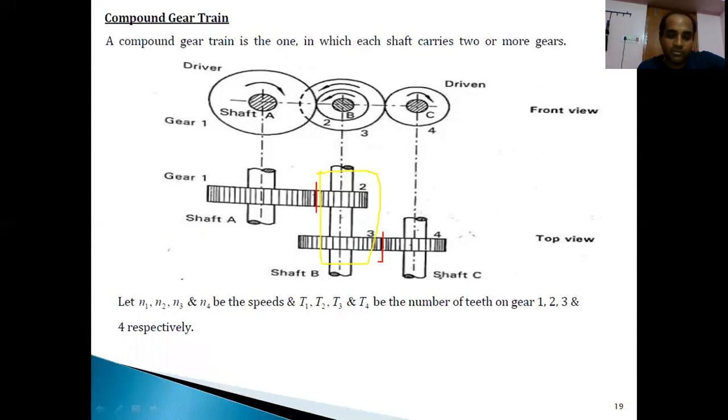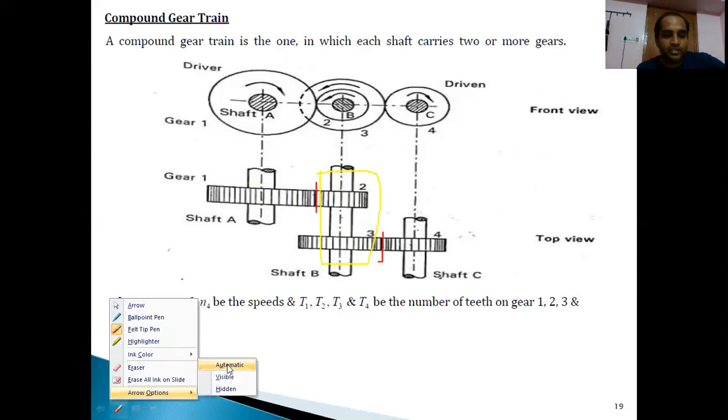In a compound gear train, once more I will repeat, if minimum 2 or more than 2 gears are present on each shaft, we call it a compound gear train. Shaft A has only one gear in this picture. Shaft B has 2 gears, gear 2 and gear 3. Shaft C has only one gear, gear 4. Here, from the driver gear to the driven gear, the power has to be transmitted continuously. So let us see how it is being transmitted.